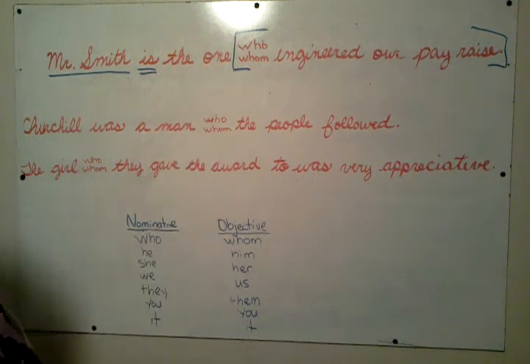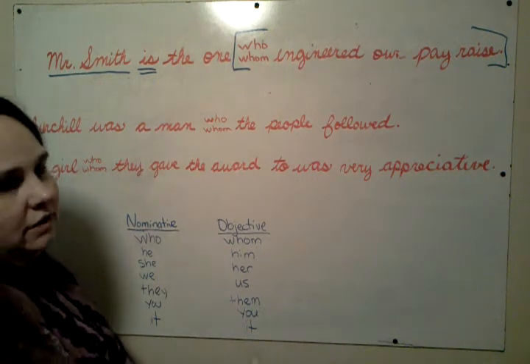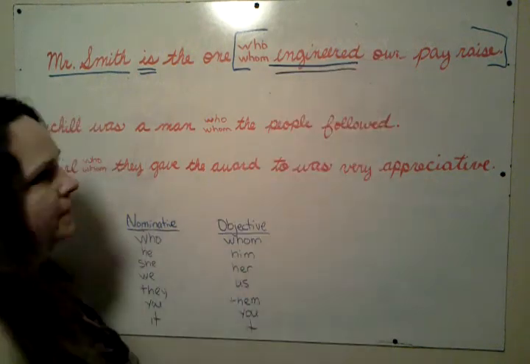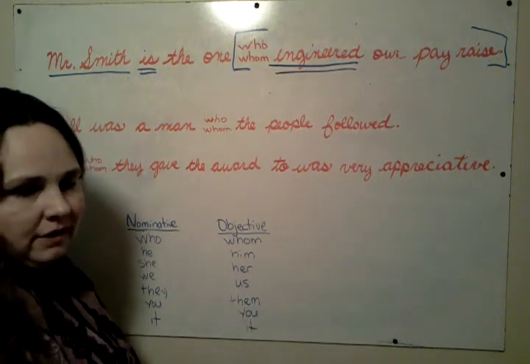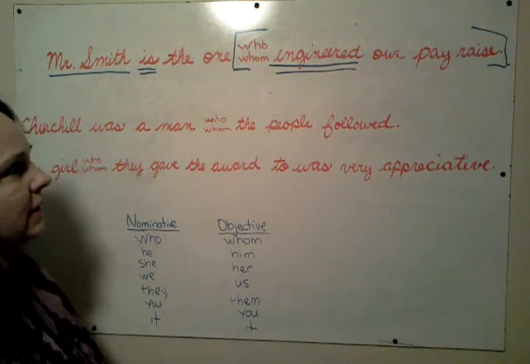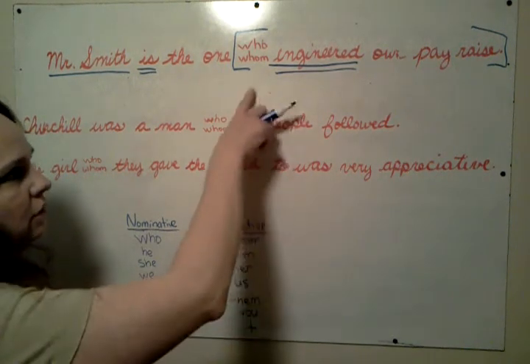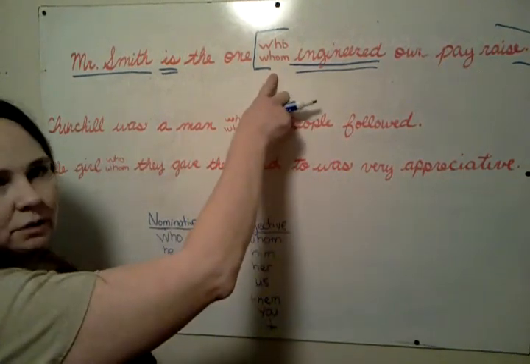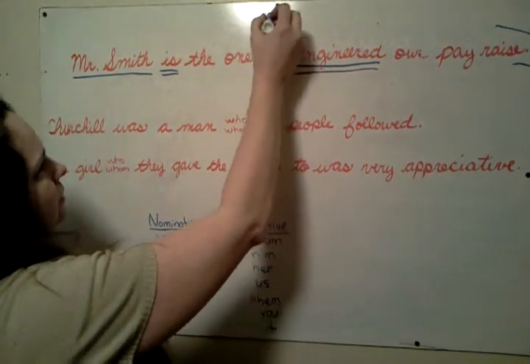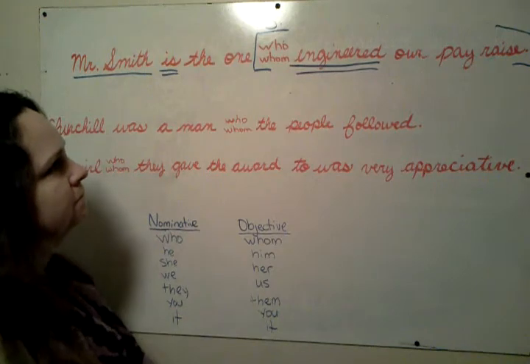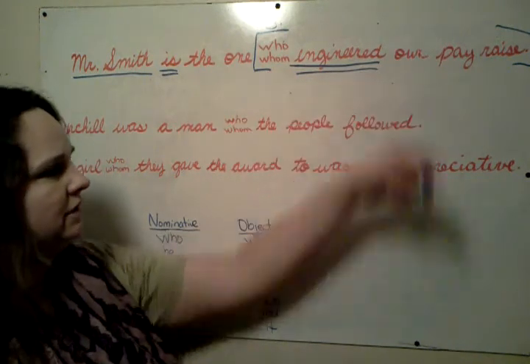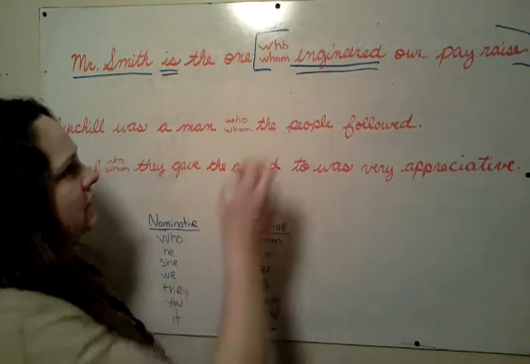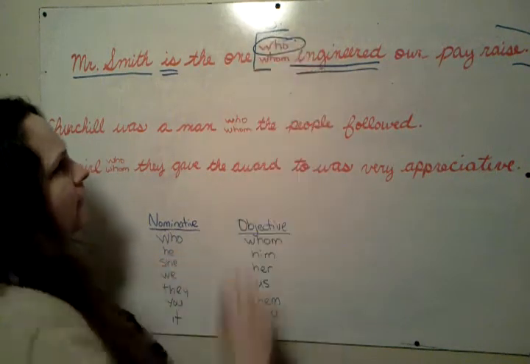In this sentence, the first thing you do is go find the verb. And in this sentence, engineered is the verb. And as you remember, to find a subject, you go to the verb and then ask who or what. So who or what engineered our pay raise? Well, the answer to that would be this person here. So this would be the subject. This is the person who engineered our pay raise. So since it's a subject, we would use who.